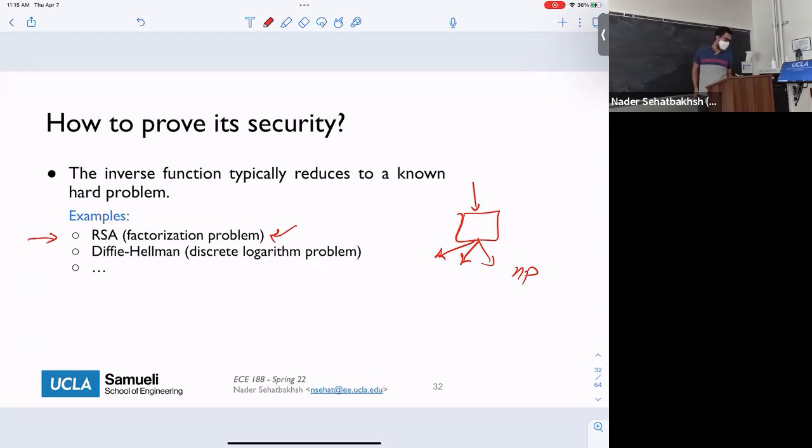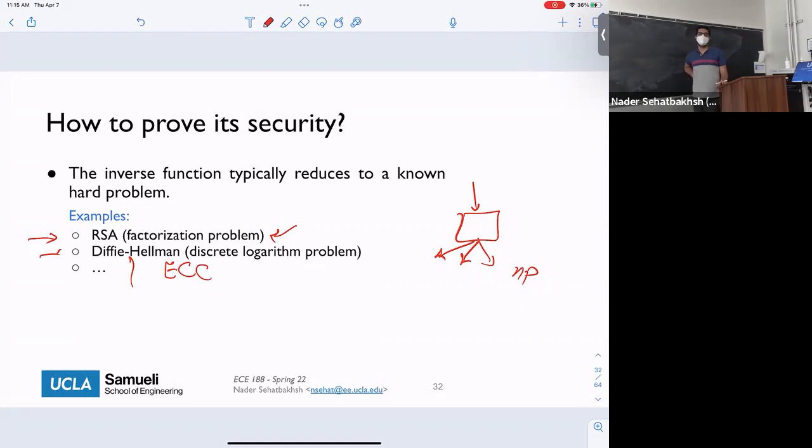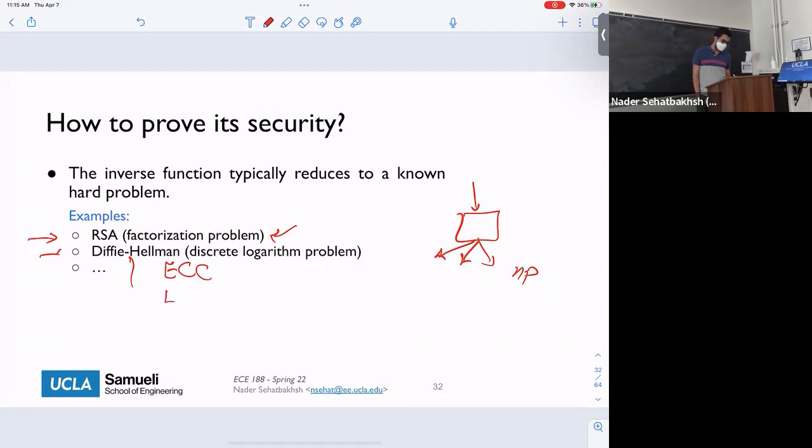Okay. There's another one called Diffie-Hellman, which is based on what's called the discrete logarithm problem. Again, that one is also reduced to a factorization-like hard problem, which is already known to be hard. Okay. And there's a bunch of others, including the elliptic curve problem, ECC. That's also another way of public key encryption, and it's very popular and used a lot. That one is also another hard problem that you can use. There's another one that these days is getting more and more interesting, and that's based on lattices.